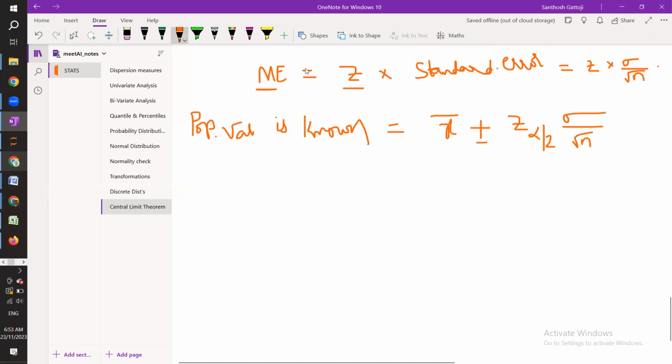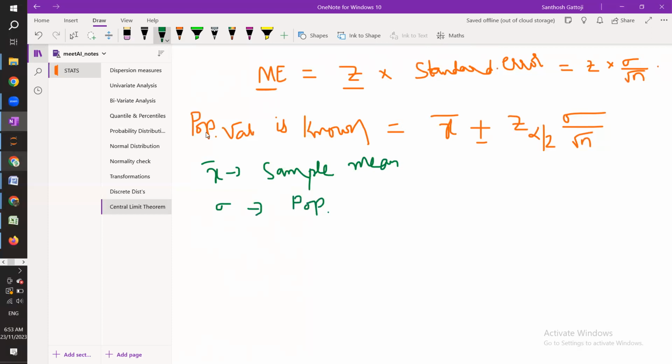Why? Because in this formula you need to know each and every value. What is x bar? X bar is the sample mean. And here sigma is the population variance. So this will work only when you know the actual population variance. And n is the sample size.